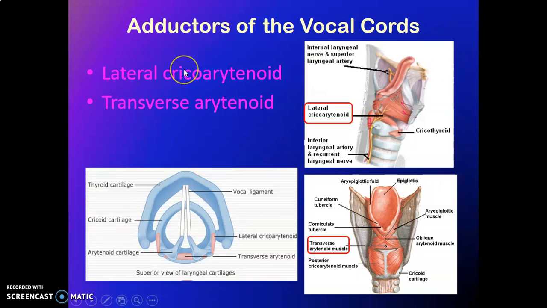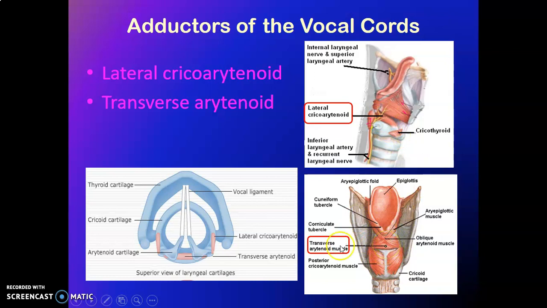So the adductors of the vocal cords. Now we know the vocal cords have two types of movement. There is adduction, closing up, and abduction, opening up. So what causes closing up, adduction? We have the lateral cricoarytenoid and transverse arytenoid. This is the lateral cricoarytenoid, and this is the transverse arytenoid. So those are the two adductors of the vocal cords.